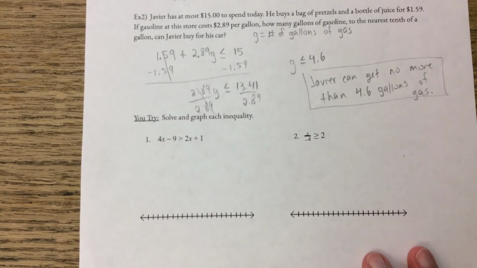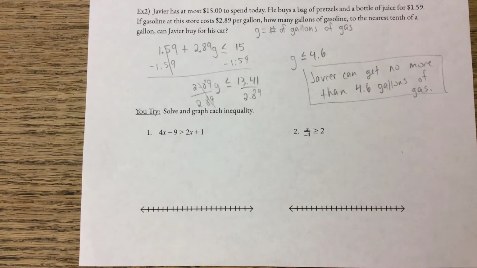Alright, so you've got 2 to do. Solve and graph. Remember the rule of if you multiply or divide by a negative, you have to flip the sign.